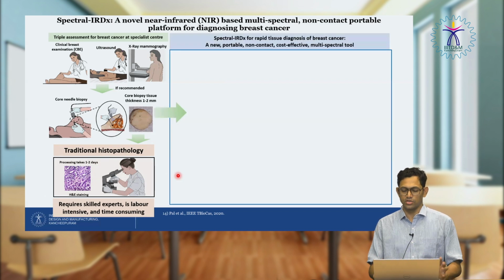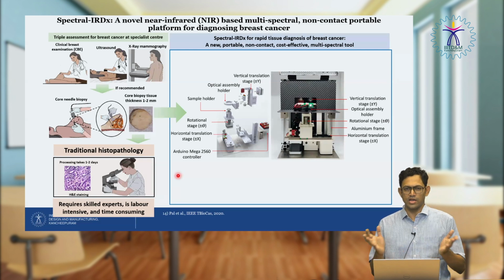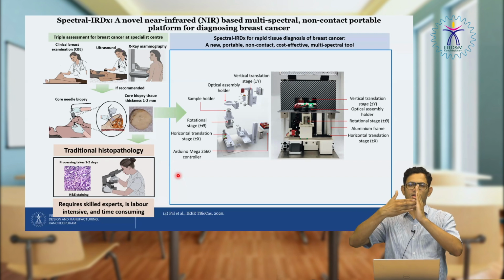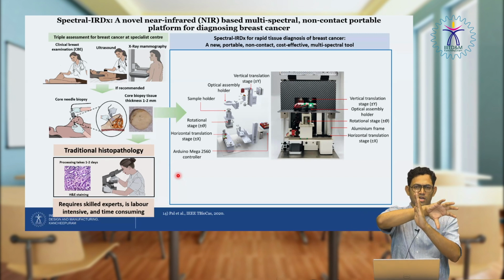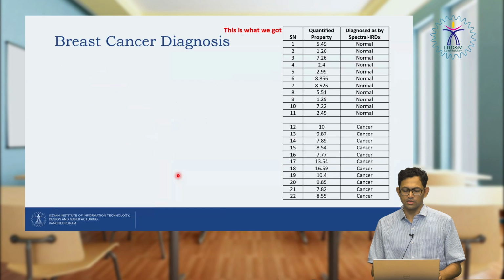So in addition to this, can we have another modality like the hybrid spectral IRD system that we propose, where you can just assume that this is the tissue and we are shining a light from here and then detecting on the other side using different wavelengths, right? From this system we get a result like what you see on the right hand side. The first column is for the number of patients: the total subjects tested was around 22, out of which around 11 were normal and 11 were cancer.